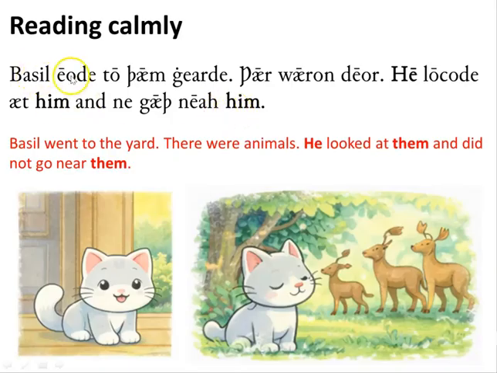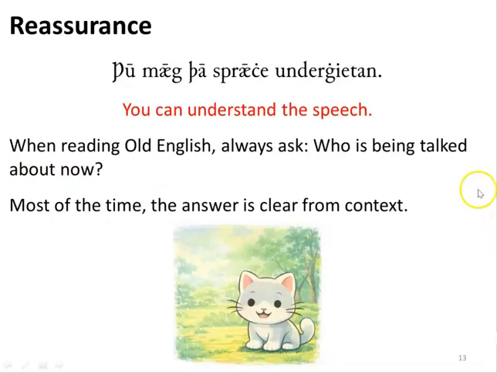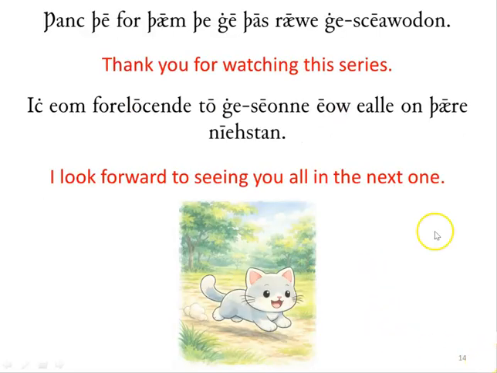Basil subject, verb, and then to the yard. All right. Sumach thas barache underyetan. You can understand the speech. You can the speech understand. When reading Old English, always ask who is being talked about now. Most of the time, the answer is clear from the context, because remember, it's that nominative, accusative, all right, dative. All right. Let's keep going.